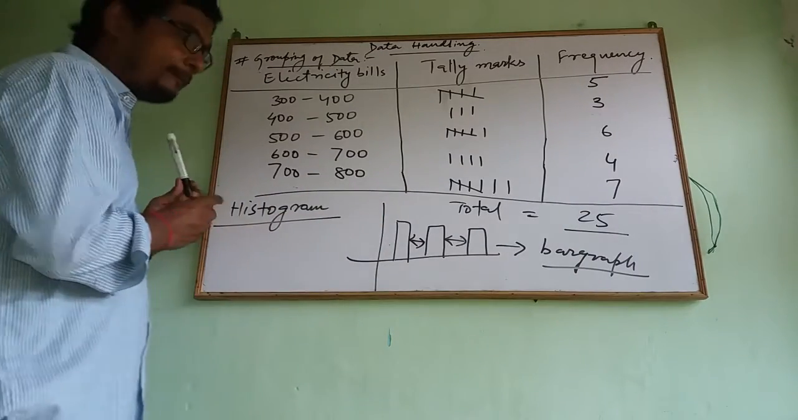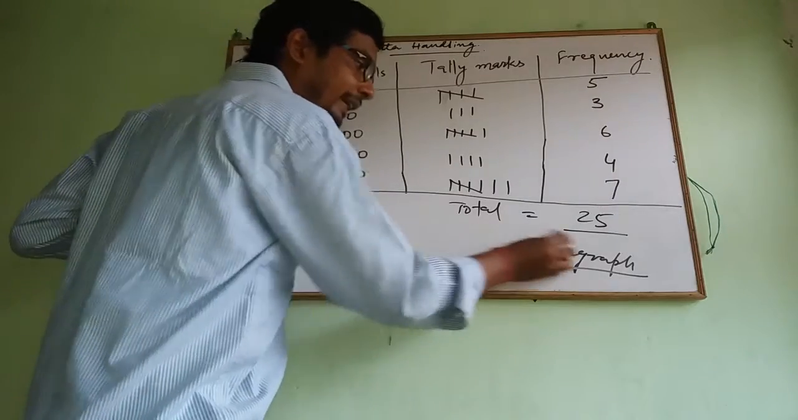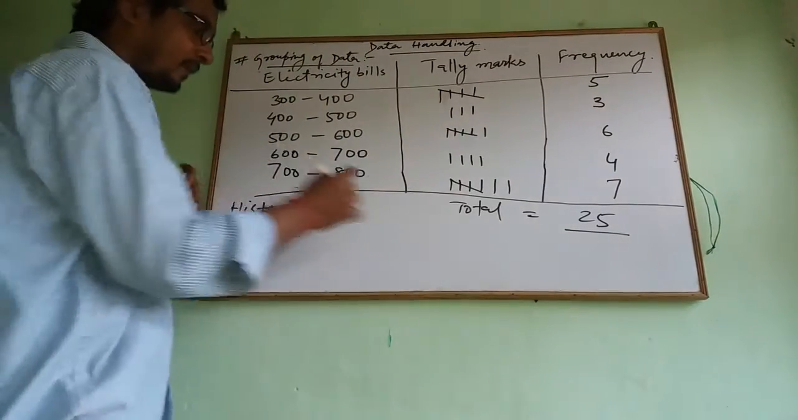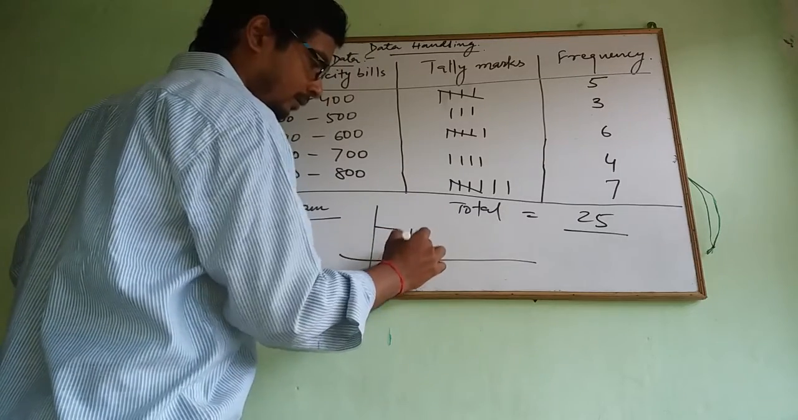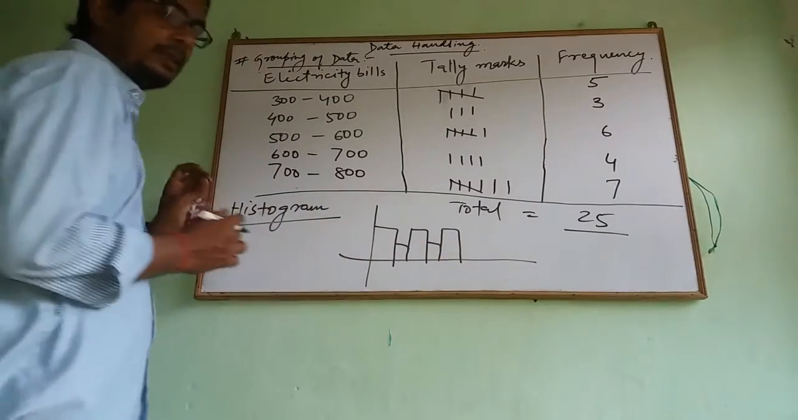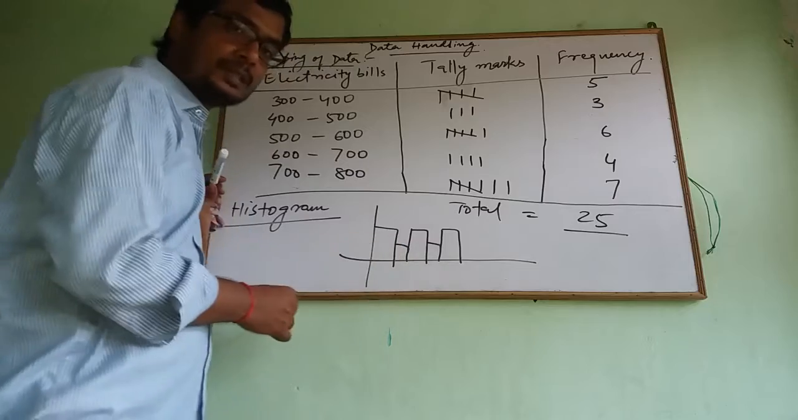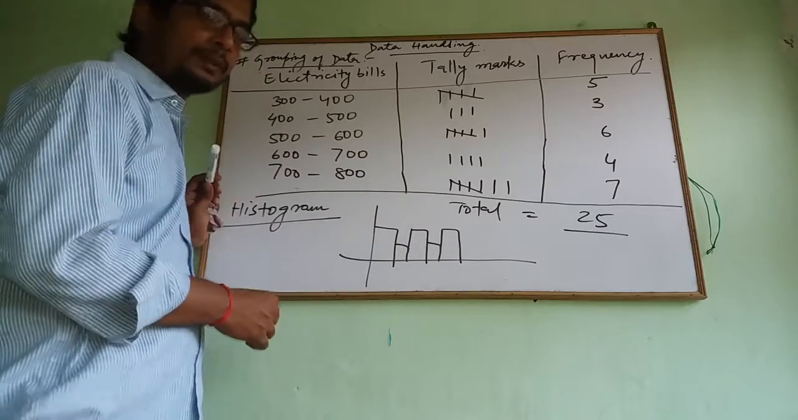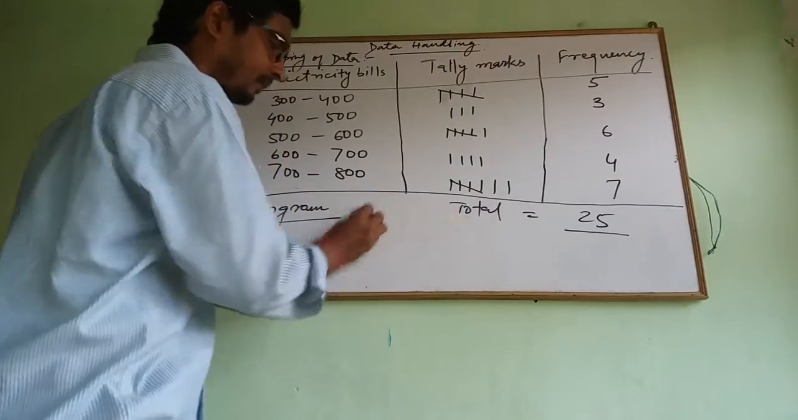But in a histogram, the rectangles don't have space between them. It will be drawn this way. For example, you can see that the rectangular boxes don't have spaces between them, and this is called a histogram. So let's draw the histogram of the above table.